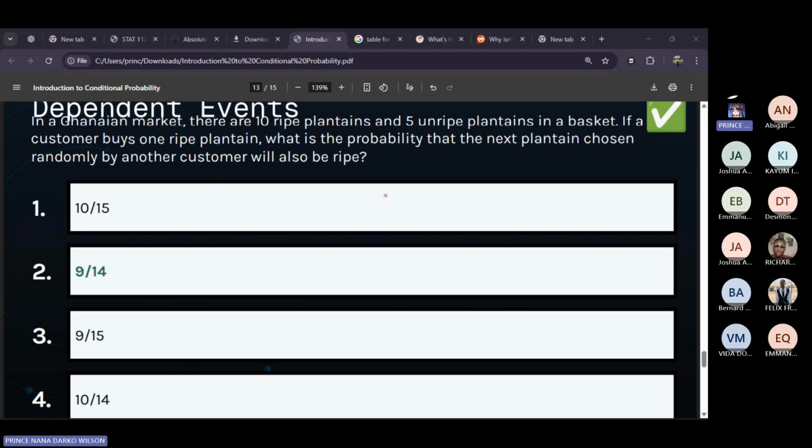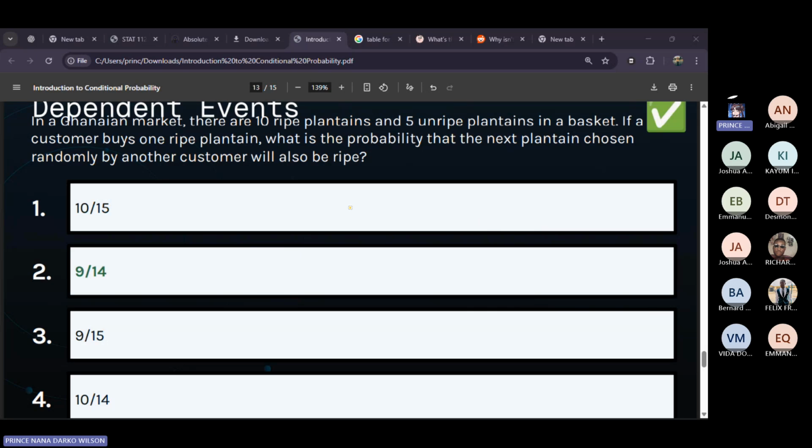So now we are at a marketplace, and there are plantains in a basket. I'm going to use red to represent ripe plantains, and yellow to represent unripe plantains. So now in the market, we have 1, 2, 3, 4, 5, 6, 7, 8, 9, 10 ripe plantains being sold by a lady. And then she also has unripe plantains. Unripe plantains, she has 1, 2, 3, 4, 5.